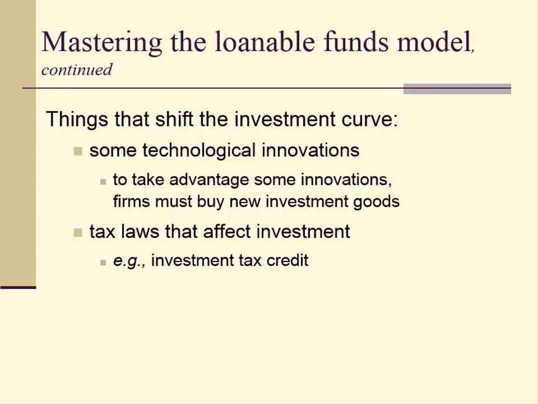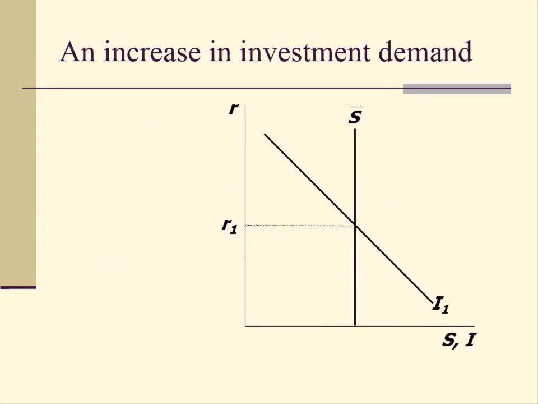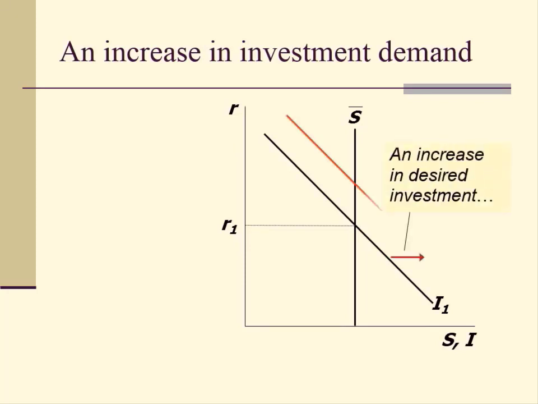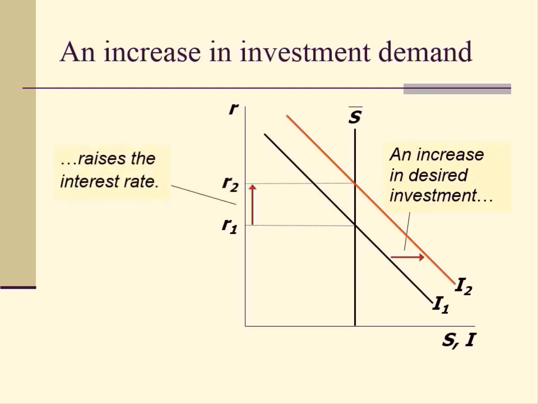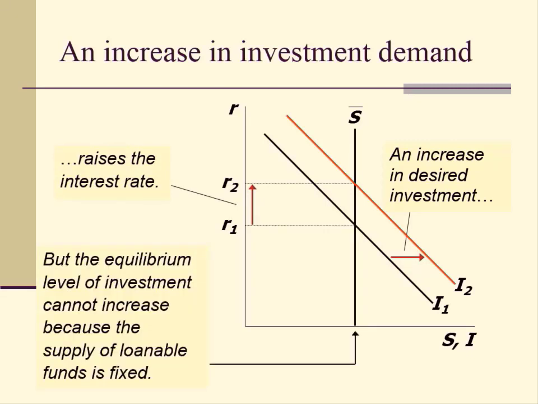So what would be the effect of this law? It would increase investment for a given interest rate. That's why it shifted the demand curve to the right. So as you can see in this graph, when there's an increase in investment, that is, the investment curve shifts to the right, it raises the interest rate from R1 to R2. But the equilibrium level of investment cannot increase because the supply of loanable funds is fixed. Therefore, investment stays the same at the end, while the interest rate rises from R1 to R2.